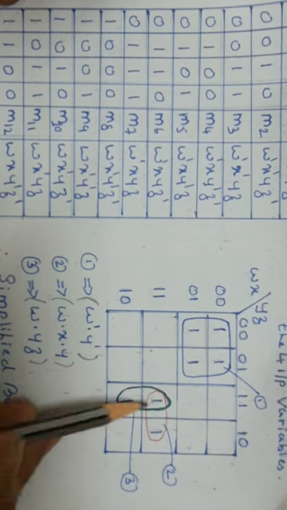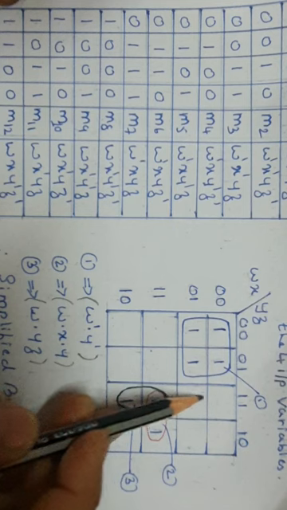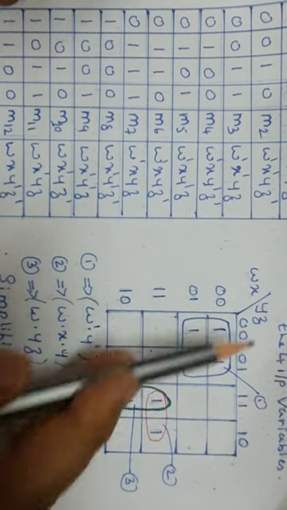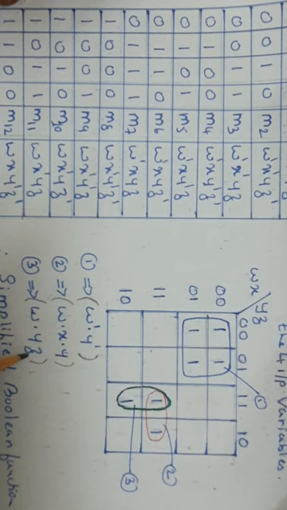Column wise both fall in this column only. So column wise 1, 1 is common, that is YZ. So YZ, this is with respect to the third group. Row wise W is common, column wise YZ is common.